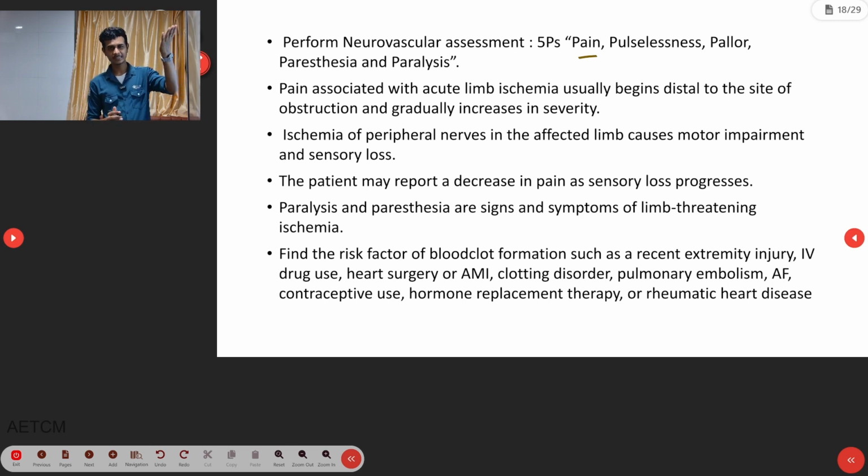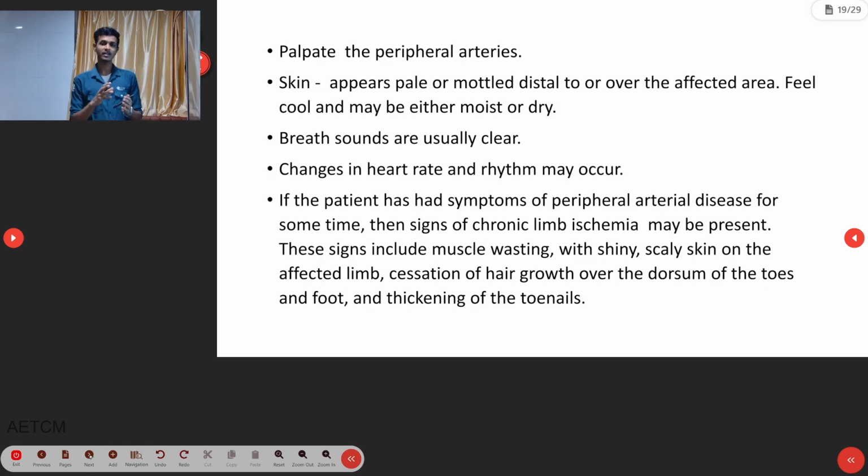Paresthesia, paralysis and sensory loss mainly occur when the blood supply to your peripheral nervous system is reduced. Again, we have to find out any risk factors for blood clot formation, like whether the person uses IV drugs, or has had heart surgery, acute myocardial infarction, clotting disorder, pulmonary embolism, atrial fibrillation, or is taking contraceptives or hormonal medication. At the time of history taking itself you have to ask these.